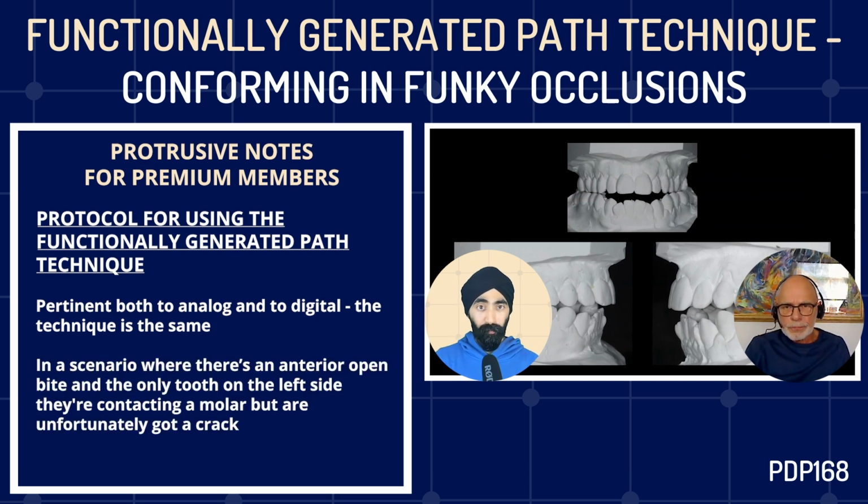So let's talk about a patient with an anterior open bite, and the only teeth on the left side they're contacting on are maybe a premolar and a molar. And it's the molar that has unfortunately got a crack, for example, and we need to give this tooth an indirect restoration. Can you describe how to use this technique in that kind of scenario?